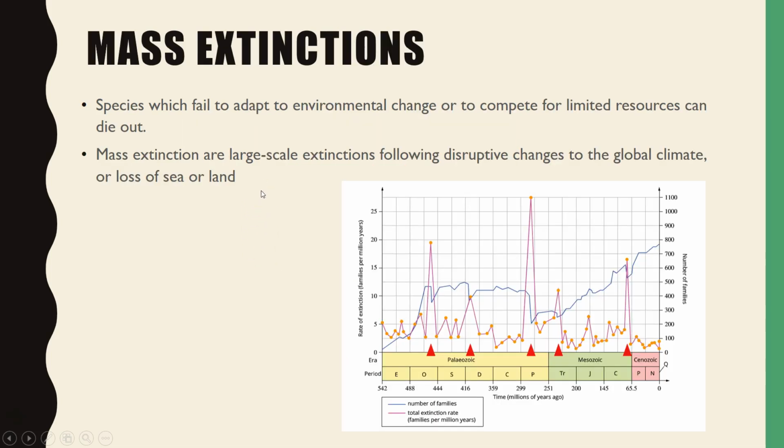The mass extinctions. We've looked at various types of evolution. Species may fail to adapt to environmental change, and that's because of their inability to match the selection pressures. That may be due to limited resources and dying out. And on a large scale, mass extinctions have followed disruptive changes to things like global climate or loss of sea or land. So over time, there have been a number of mass extinctions in the scale of the Earth. You don't need to know these mass extinctions, but you need to be aware that mass extinctions have resulted because of limited resources.